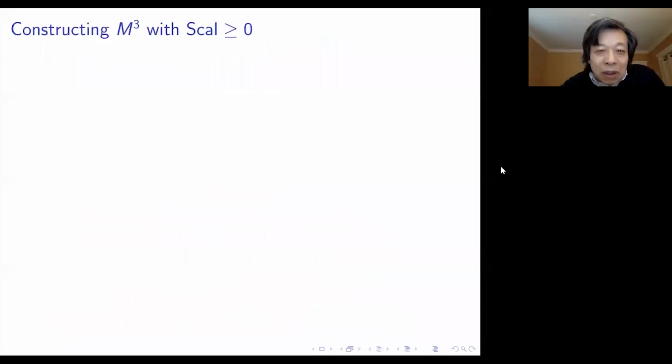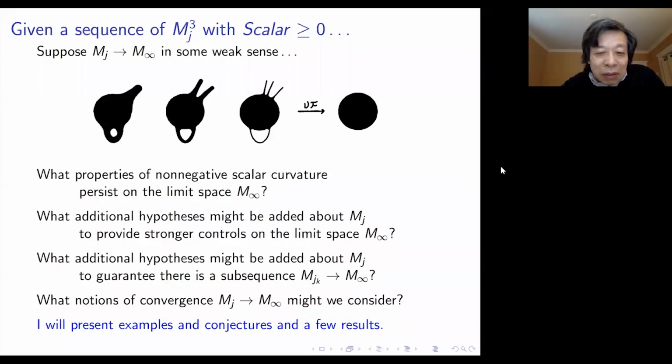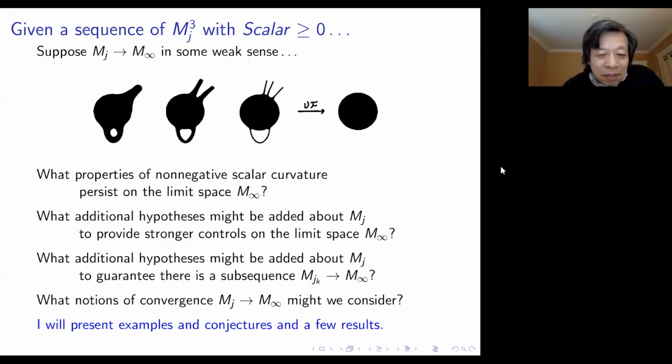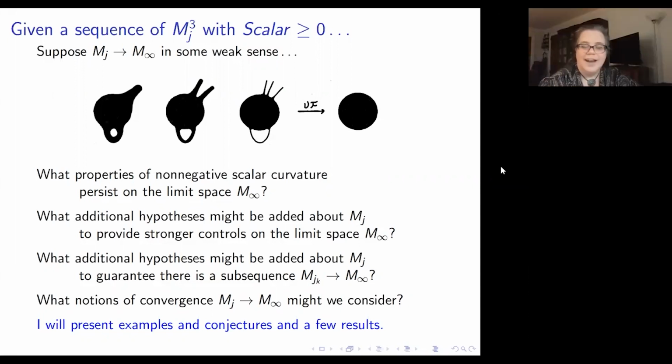Christina, are you requiring M_infinity to be a manifold or not necessary? It might not be, right? Okay. At the moment, this is very vague, right?